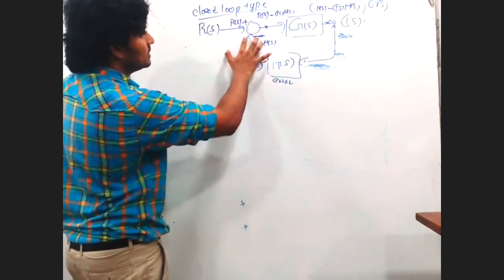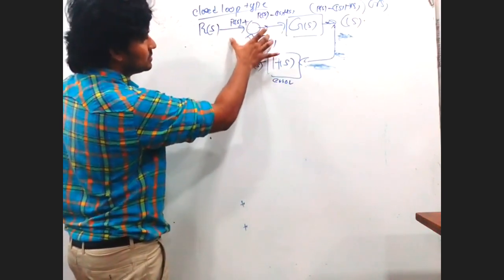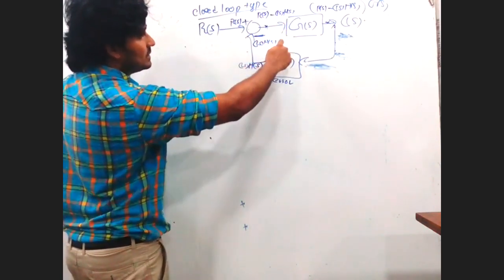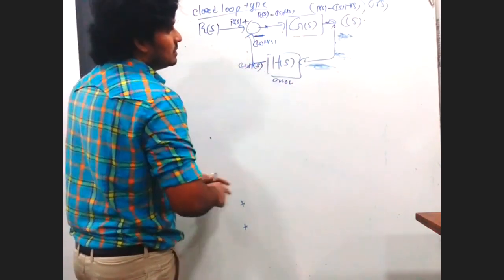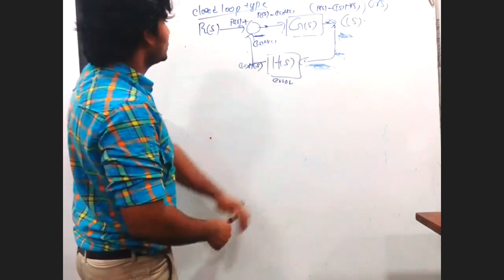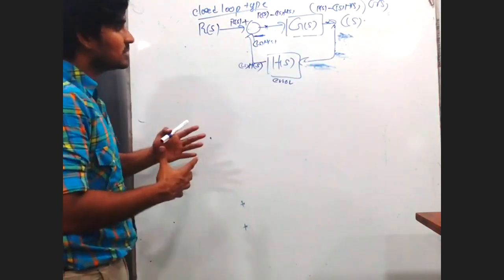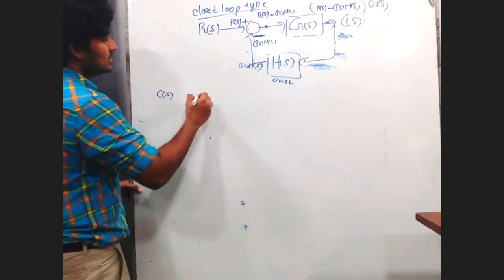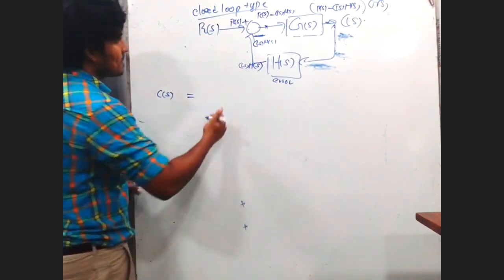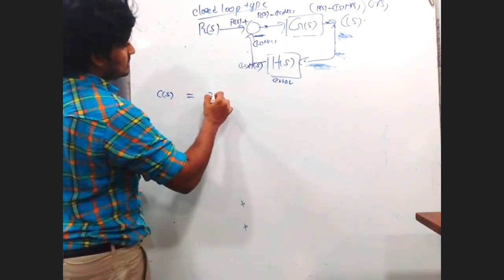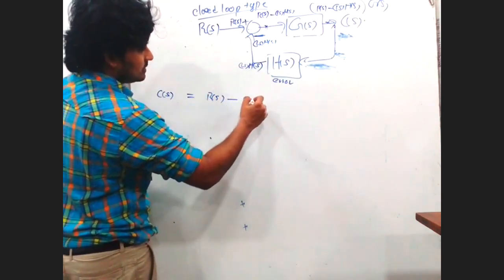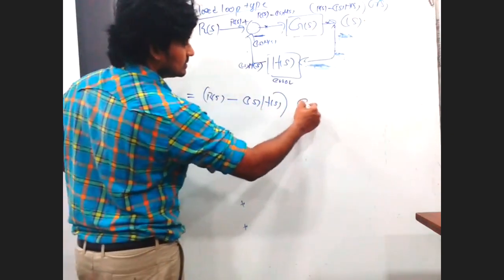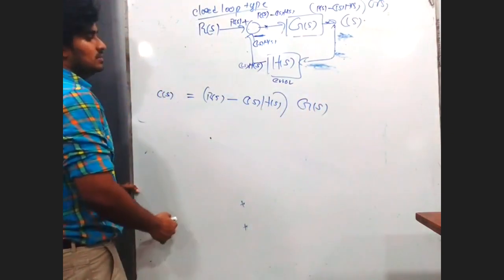Then it comes up to here, where there is an arithmetic operation, so these signals are getting added. After that, this signal is multiplied by Gs, and that is what we obtain as the output. So now we know how to obtain the transfer function. Let's write it again. Cs is the output. It is equal to Rs minus Cs Hs, into Gs. So that is what is actually happening.